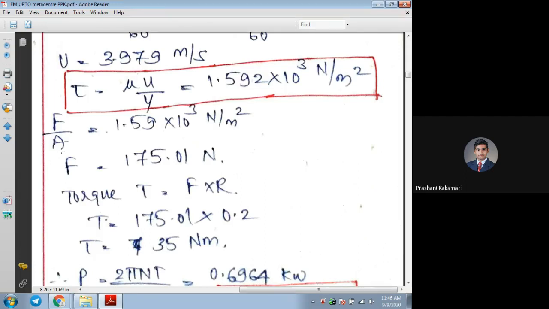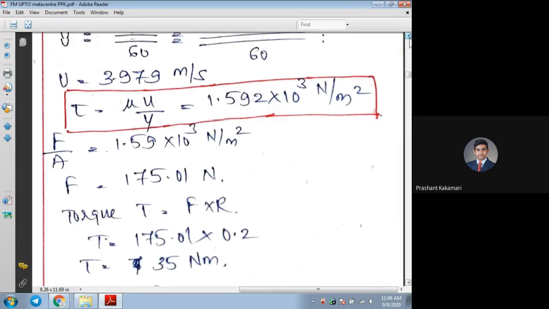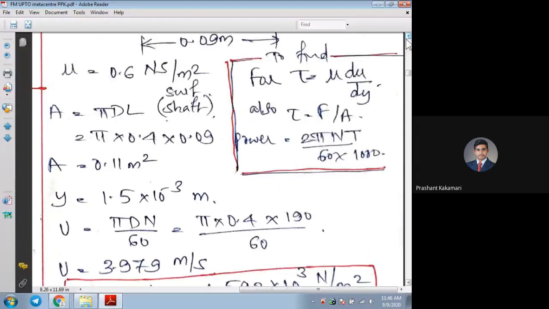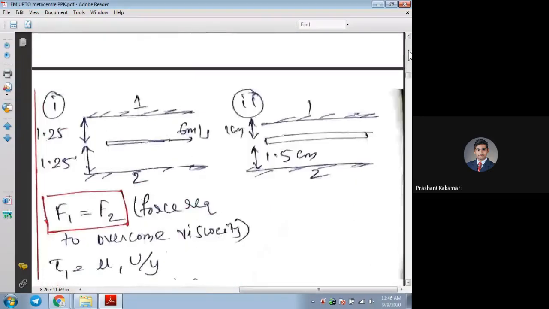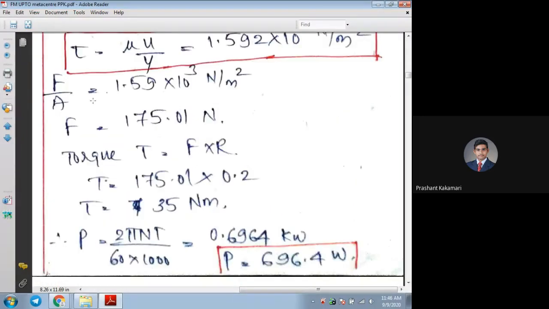But the area of the sleeve is also known. What is the area of the sleeve? We have found out pi dl. The area is 0.11 meter square. So if you multiply these two values, one can write the force like this. Force is equal to 1.6 kilonewton per meter square into 0.11 meter square. That will give us 175 newtons.